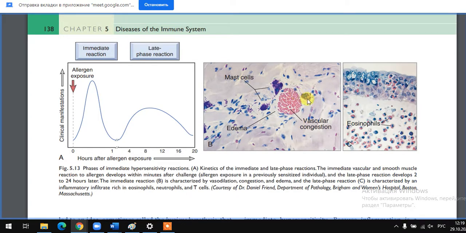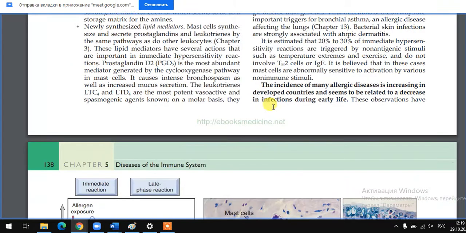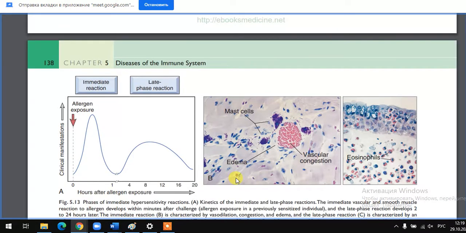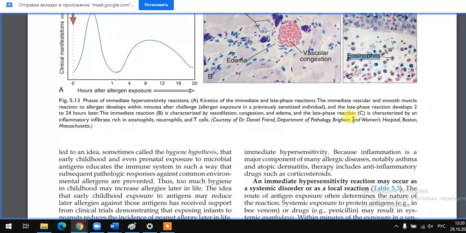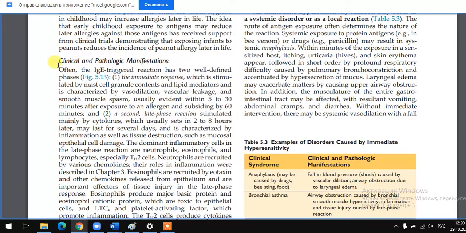Also, you remember that IgE binding with antigen causes the activation of eosinophils. That's why in cases of allergic reaction we have a collection of eosinophils inside the tissues. That's part of morphology. Okay, we have clinical and pathologic manifestation.